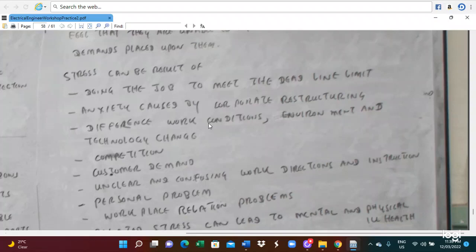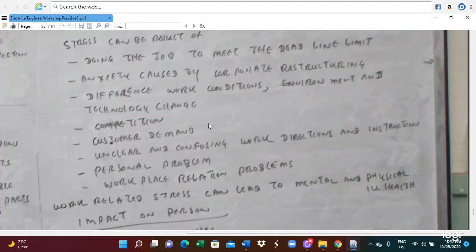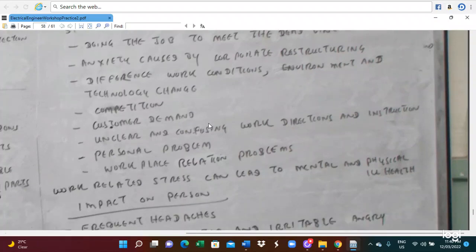They also impact you, so work-related stress can be suffered. In the meantime, competition, consumer demand, and sometimes instructions given to you are unclear and very confusing. This also causes stress. Also, personal protection equipment or workplace relationship problems also impact the person.